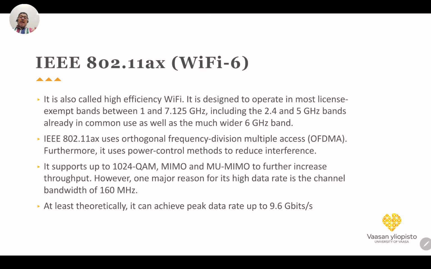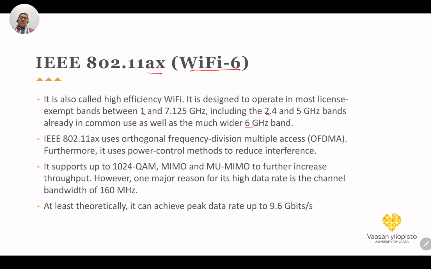Then we have the sixth generation of Wi-Fi, which is known as AX. We have also the enhanced sixth generation. So in that band, we increase the bands that we try to use. Every unlicensed band is from 1 giga up to 7.1 gigahertz, so including the 2.4, 5 gigahertz, and also the 6 gigahertz.